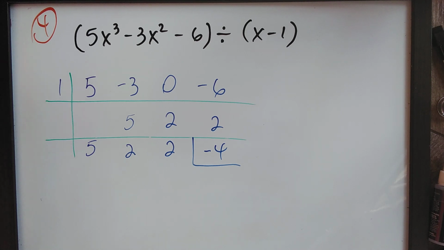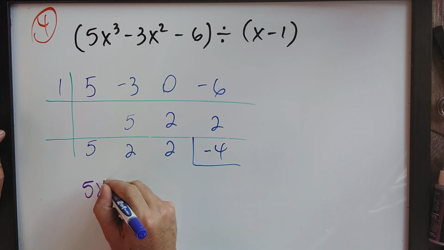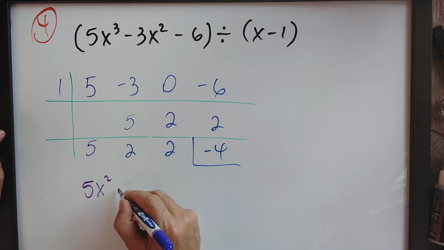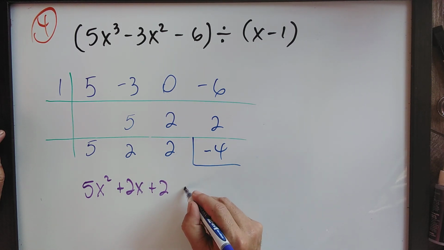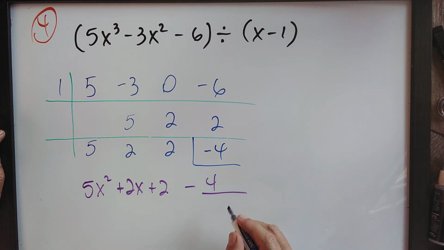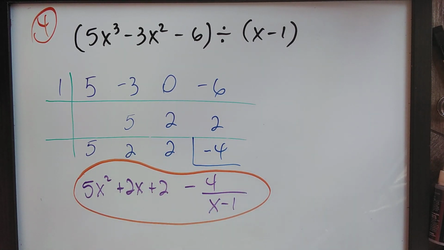So how do you write this down as an answer? Think about it. Okay, I know the first term is going to be an x squared, because I need to go one less than that one, so that's 5x squared, and then plus 2x plus 2, and then minus 4, that's my remainder, over x minus 1. And that is example number 4.